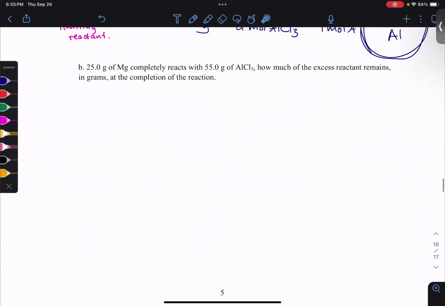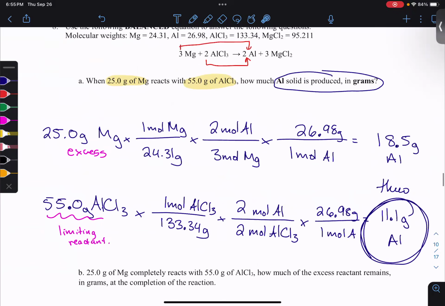So here is a follow-up question. It's the same numbers, but it's a lot harder, all right? Because here I'm not asking you how much aluminum you make. I'm asking how much of the excess reactant remains, right? So there's a couple ways you can do this. You can do a BCA table, but I'm not going to. I'm going to approach this a different way, all right? Don't worry, we'll do a BCA table in a minute, okay?